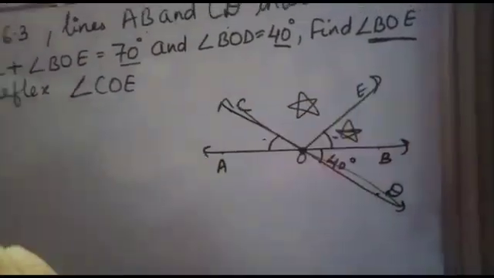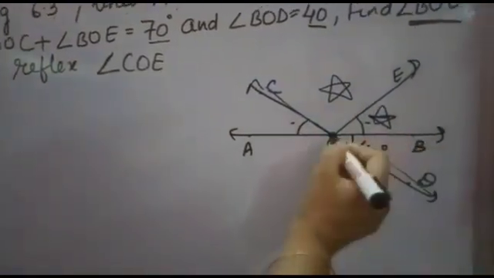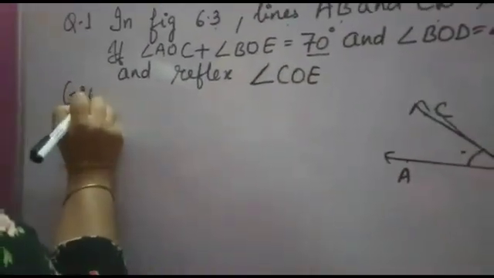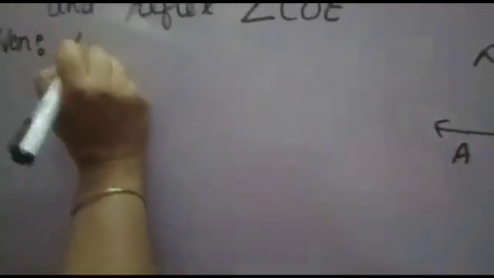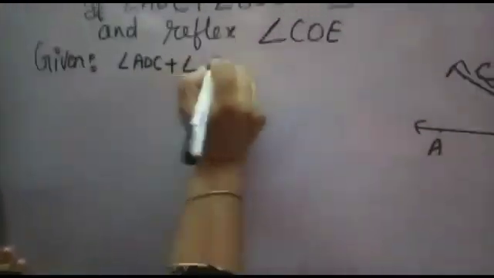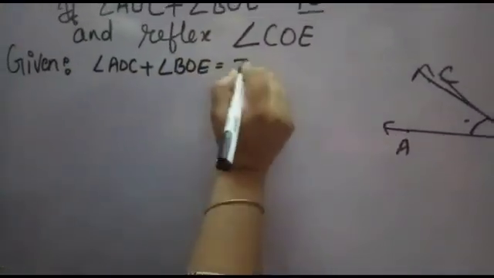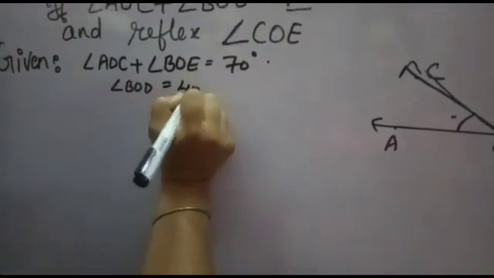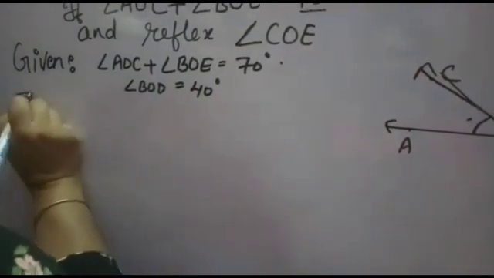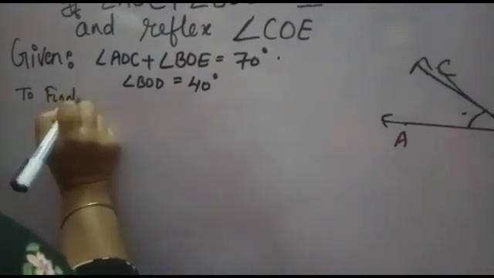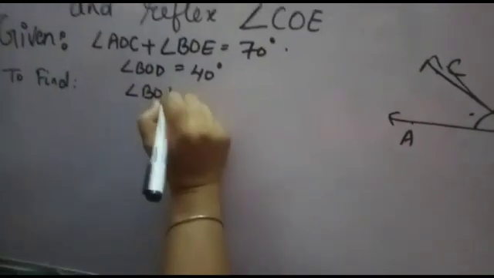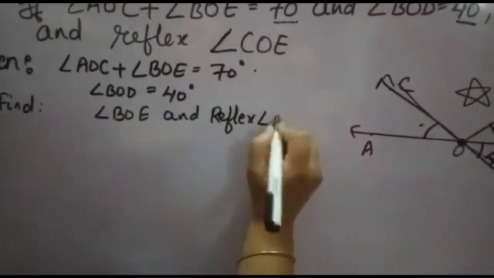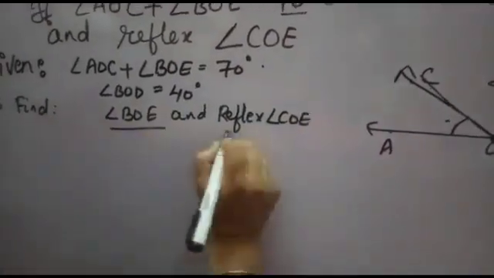Firstly COE, then its reflex. So you have to find both angles, angle BOE and angle COE. Firstly, write what is given. Angle AOC plus angle BOE is equal to 70 degrees, and angle BOD is 40 degrees. Now you have to find angle BOE and reflex of angle COE. These are the two things you want to find.